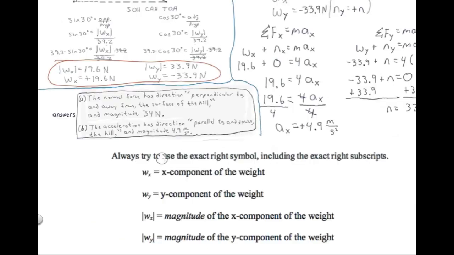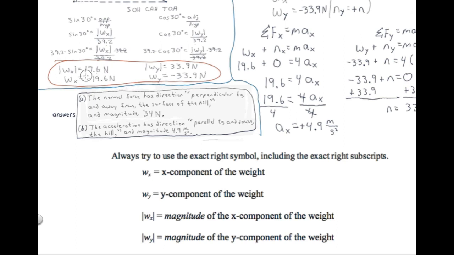Here's another way that we tried to use the exact right symbols. We used absolute value signs in our SOHCAHTOA process to distinguish between the magnitudes of the components and the complete components. When we write w sub x and w sub y in absolute value signs, they stand just for the magnitudes of the components. But when we write those symbols without the absolute value signs, they stand for the complete components, including plus or minus signs.